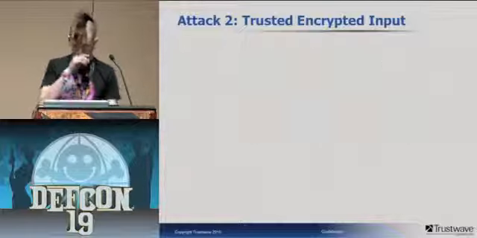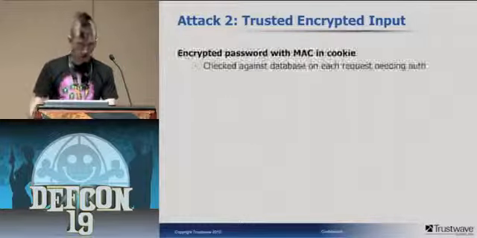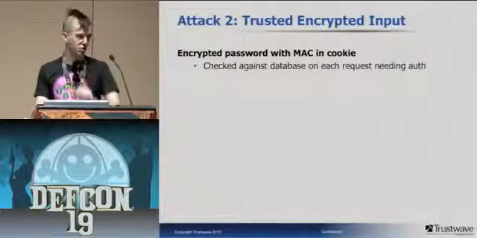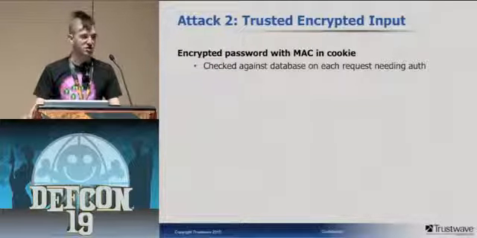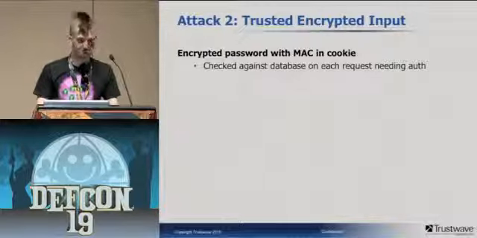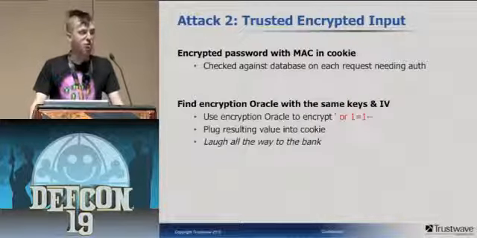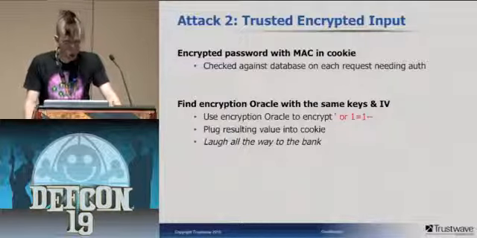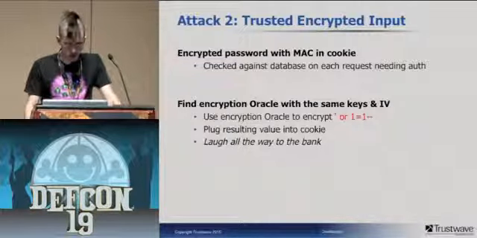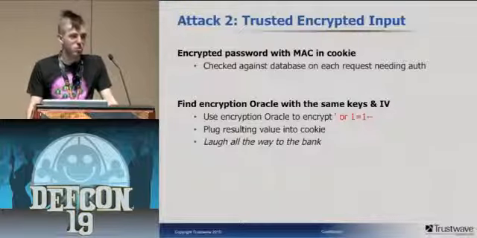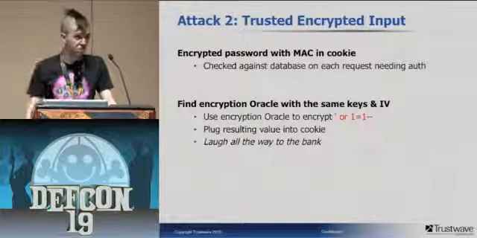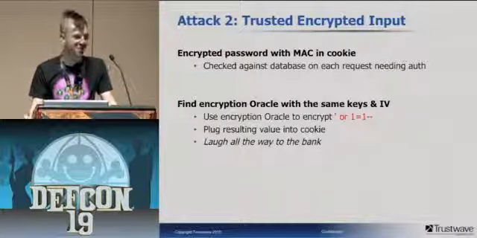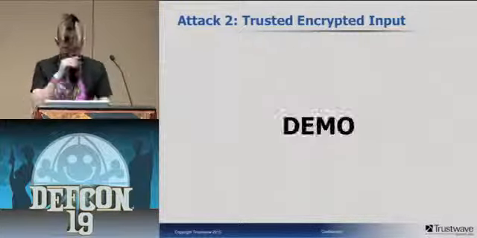Why spend the cycles? So let's say that you have an encrypted password MACed in a cookie, like this auth cookie that we're talking about, and that's checked against the database on each request needing authentication. You find an encryption oracle somewhere else that allows you to encrypt arbitrary data. So you encrypt single quote or 1 equals 1. Let's say it's just the password that's in this cookie, and then plug the resulting value into the cookie. Well, that's ugly. So let's take a look at this in action.